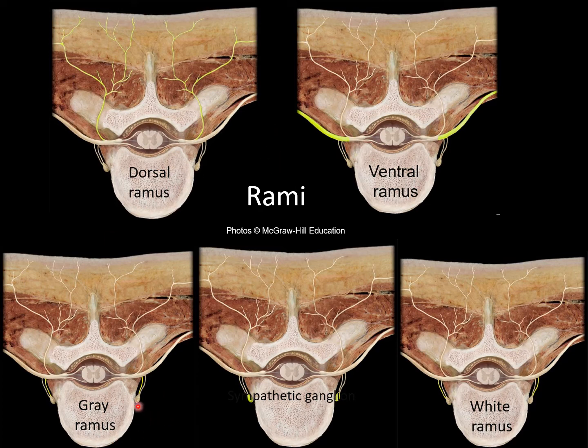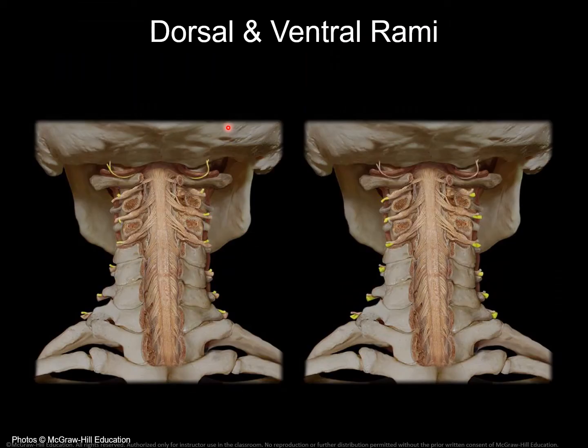We have here your gray rami communicantes and your white rami communicantes. Remember, those are autonomic nervous system, as is this sympathetic ganglion. Here you can see the dorsal rami, they are small, and the ventral rami, much larger.